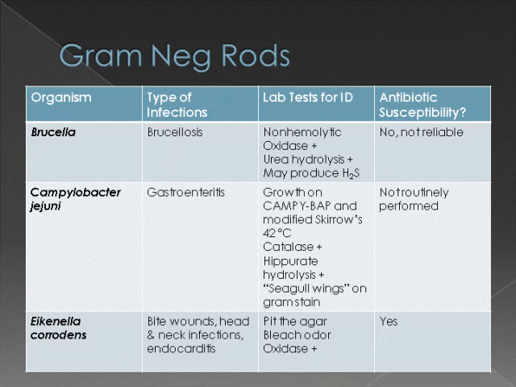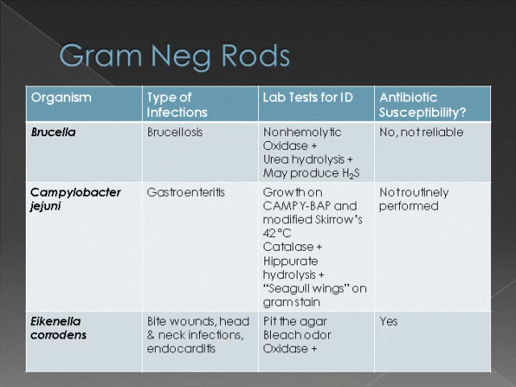Next, we have Brucella, which is the causative agent of brucellosis. It is non-hemolytic, oxidase positive, urea hydrolysis positive, and may produce H2S. Susceptibility on this organism is usually not done because it's not reliable.